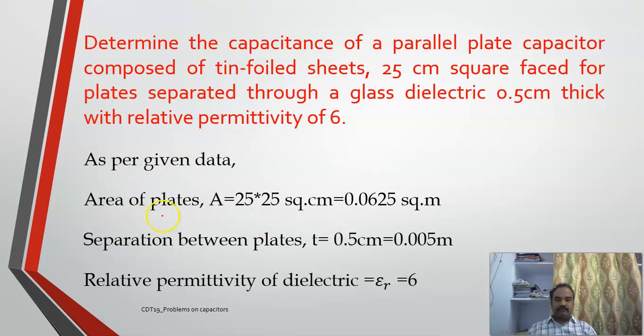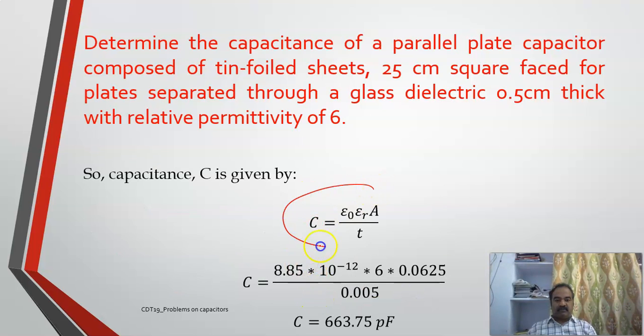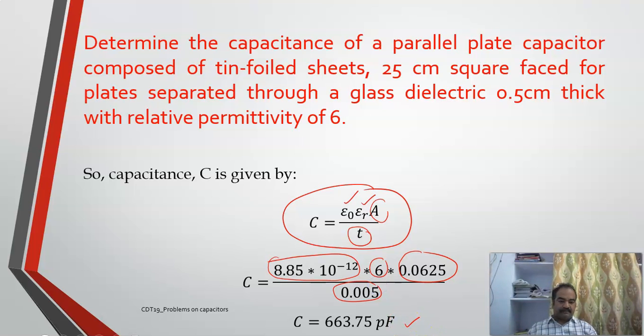See here, this is the area of plates, 25 into 25 square centimeter. Separation between the plates is given, relative permittivity is also given. Now, this is the formula, and we will substitute our values. This is the epsilon naught value, this is epsilon r, 6, this is A, this is thickness, and we will get the value of capacitance. P means it is 10 to the power of minus 12. Okay, so this is the way we calculate capacitance.